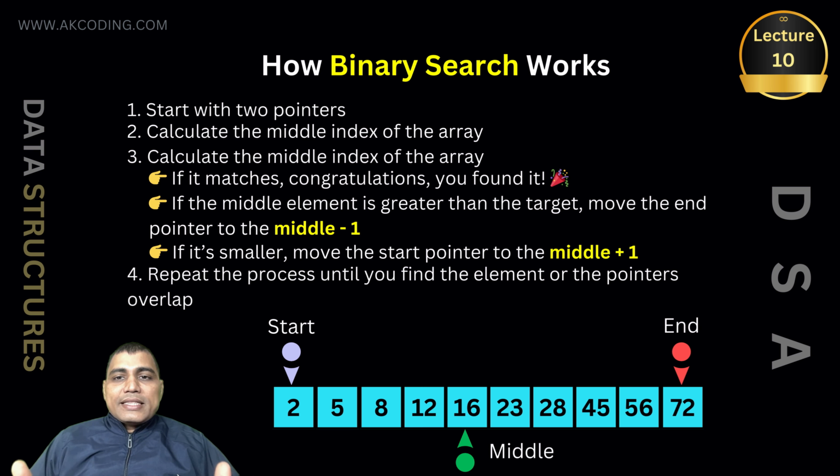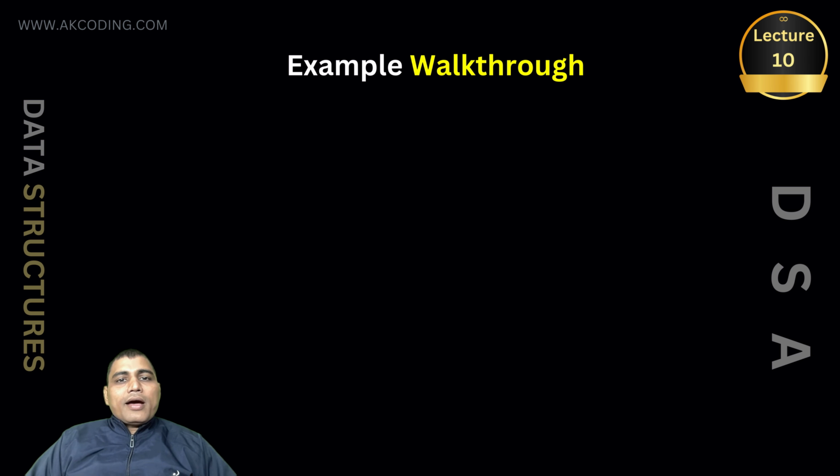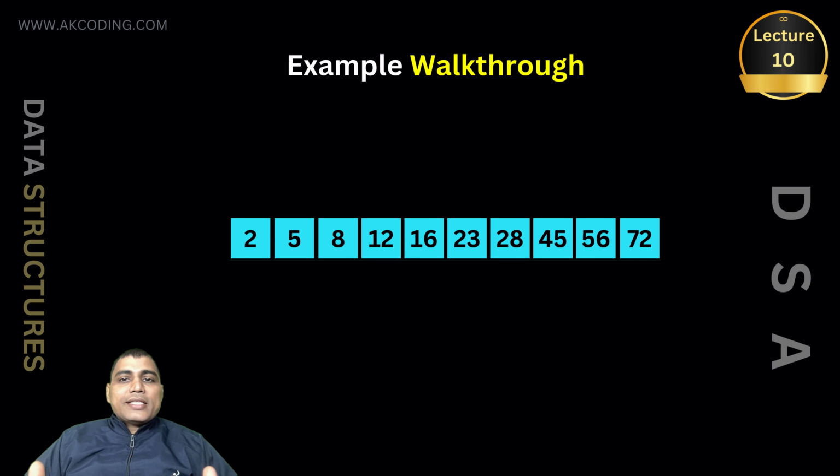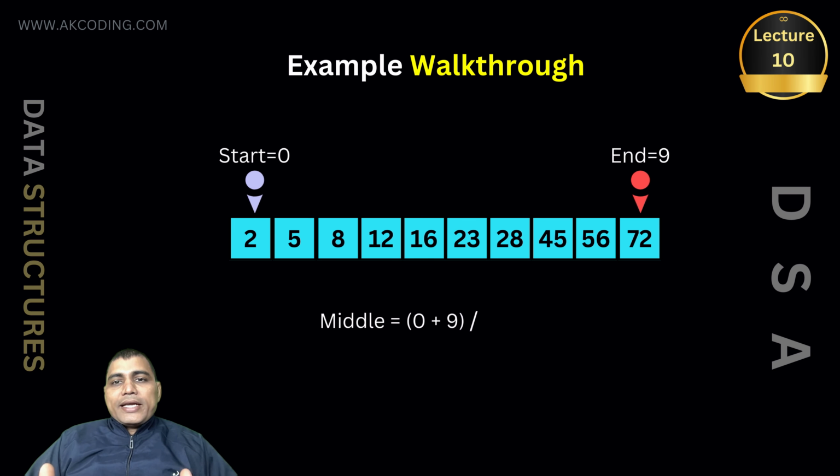Now let's see this in action with an example. Here is a sorted array. Let's find the number 23 using binary search. Initial pointers: start is equal to 0, end is equal to 9, middle is equal to (0 + 9) divided by 2, that is 4. Element at index 4 is 16.